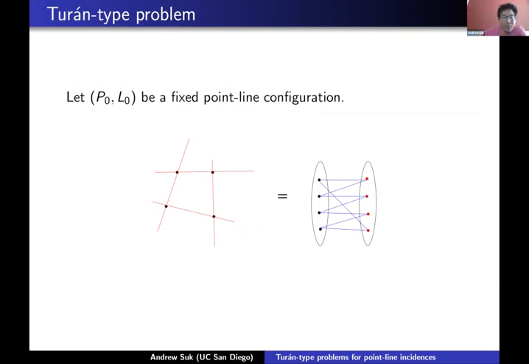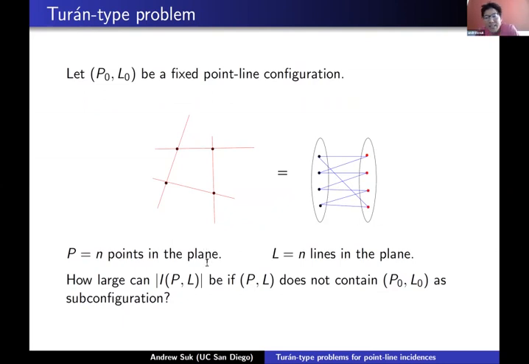And then you can ask, suppose you have n points and n lines in the plane, such that it doesn't contain this thing here as a subconfiguration. What I mean by that is that the incidence graph of these n points and these n lines doesn't contain this graph here as a subgraph. Then how many incidences could you possibly have?